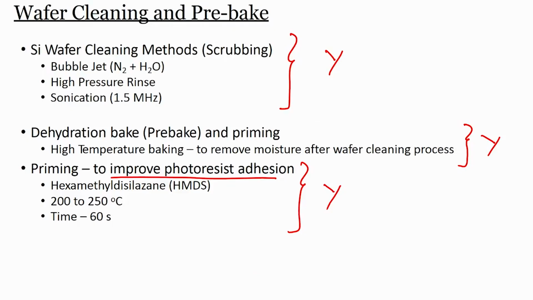Now, the next step would be what photoresists are, what kinds of photoresist there are, and how we can use photoresist for patterning several metals or materials onto the oxidized silicon substrate. That will be the next step.